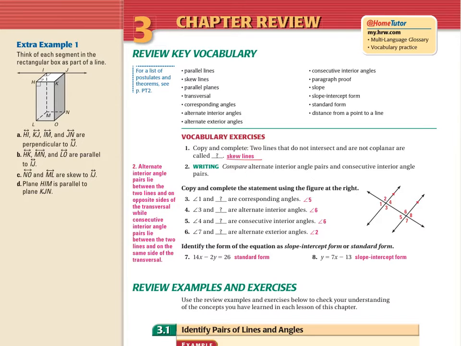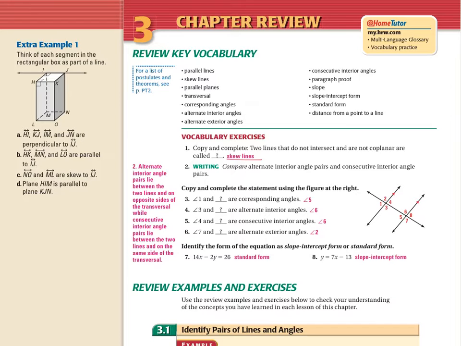Number 2 says compare alternate interior angle pairs and consecutive interior angle pairs. So if I actually use this graph, alternate interior would be like 2 and 5 or 3 and 6. Same side interior or consecutive interior would be 4 and 6. So 4 and 6 lie on the same side of the transversal. 4 and 5 are on opposite sides of the transversal, but they're both interior angles.